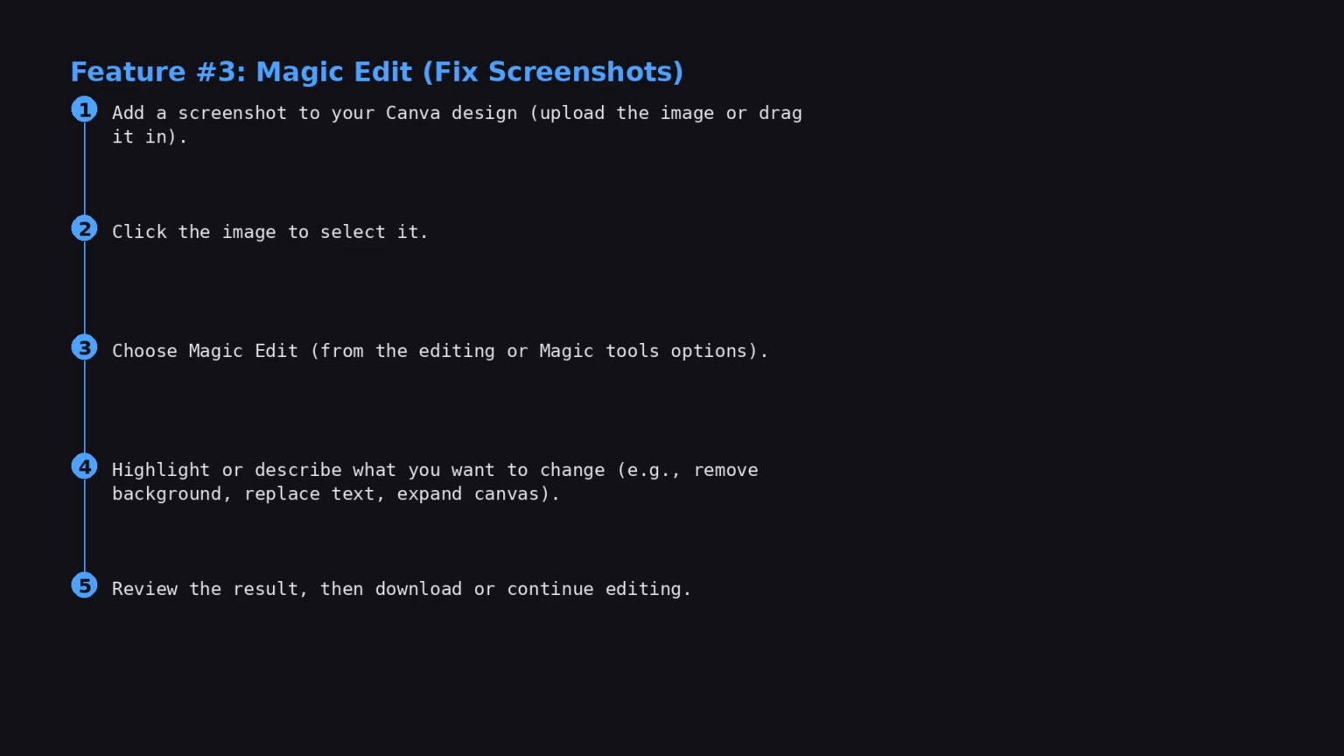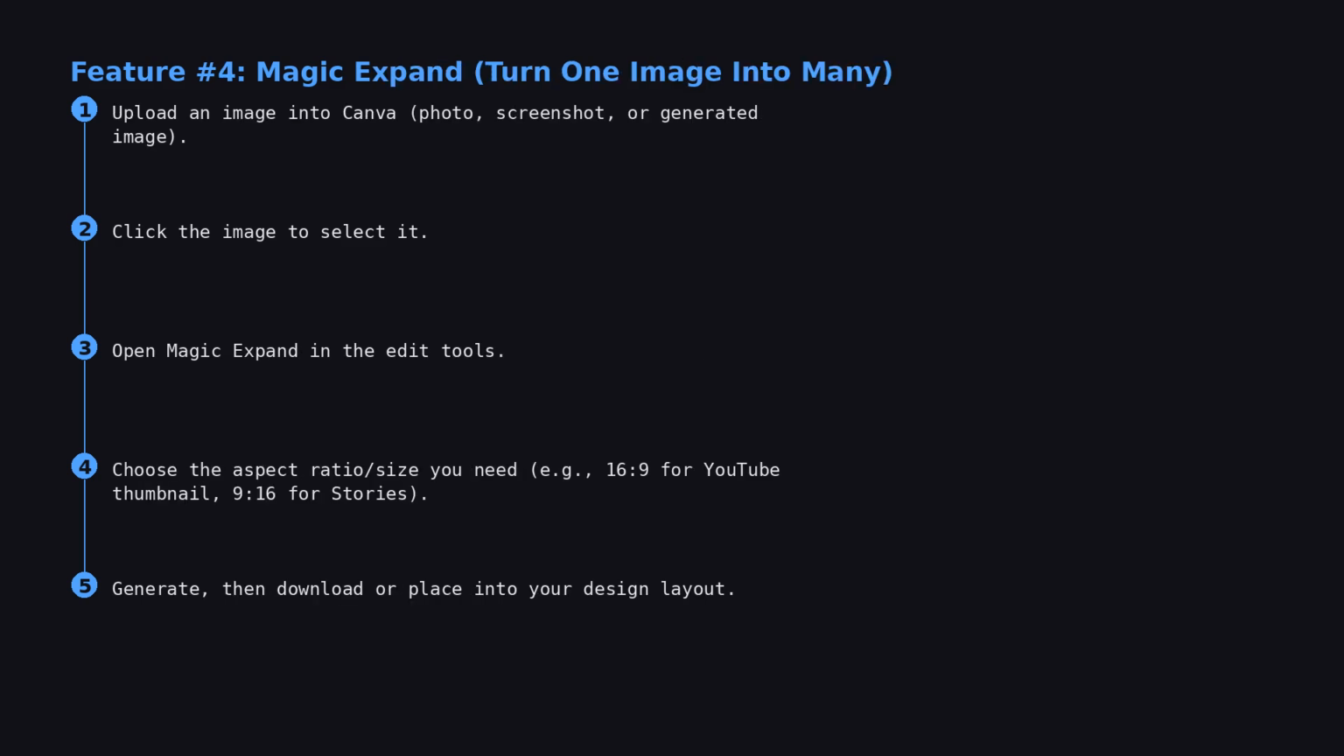Now, open loop. Later in this video, I'll show you how to expand the same visual, so you can turn a single screenshot into multiple sizes, like square, story, and widescreen. But first, we need the feature that helps you go from one image to a full visual campaign quickly. Feature number 4 is Magic Expand.